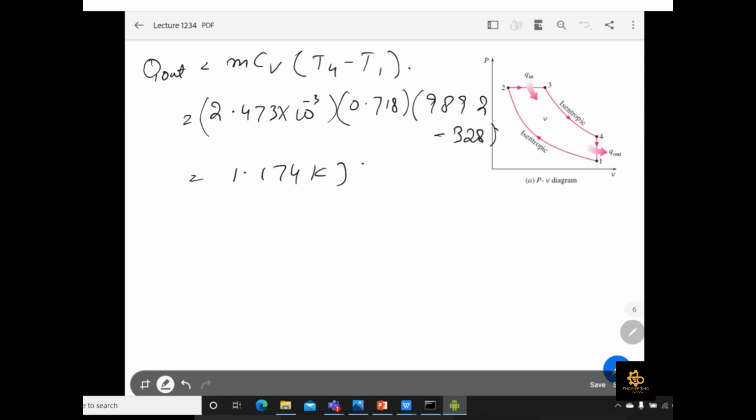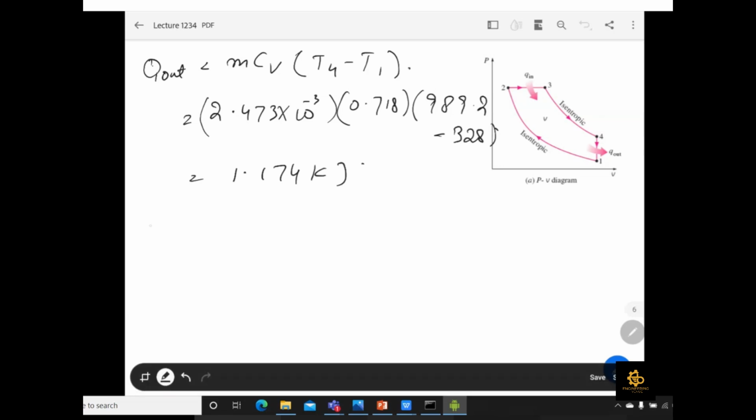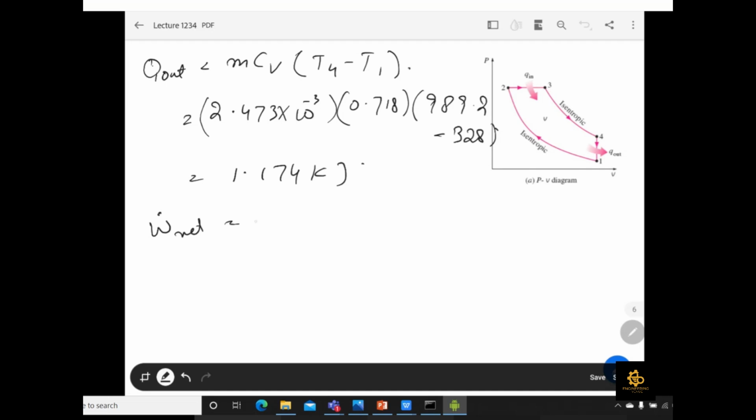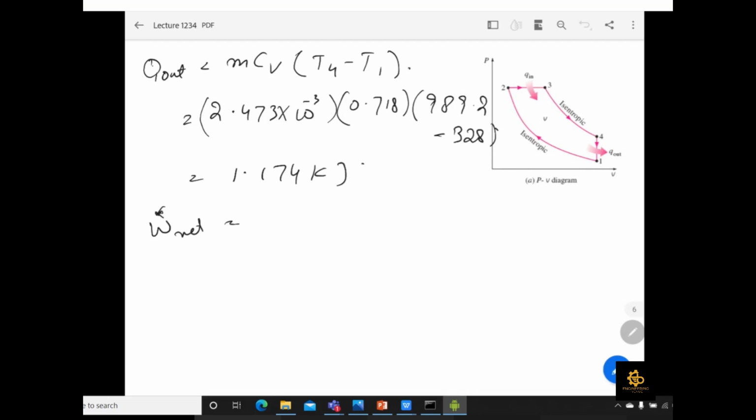Okay, because we have done all the processes, we have to find W net. If it is a dot, it means it will be per unit mass. Here it is not per unit mass, so do not put a dot over there. So W net is Q in minus Q out, and you can just subtract the two values, 3.038 and 1.174. That is 1.864 kilojoule.